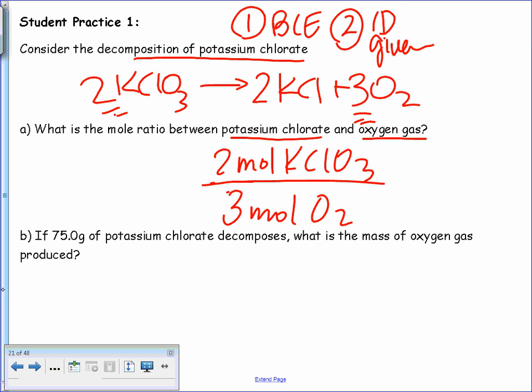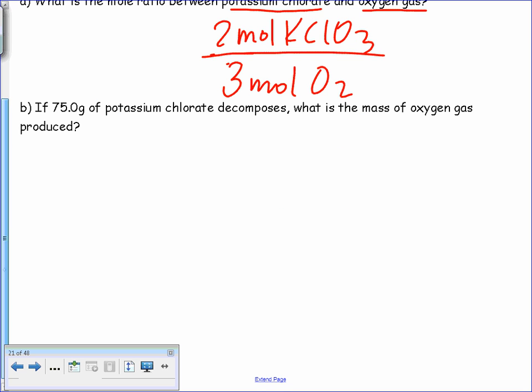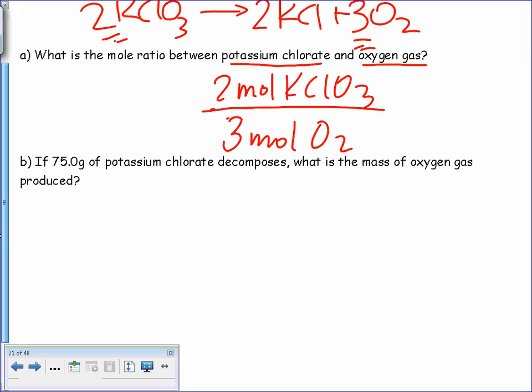Next, question says, if 75 grams of potassium chlorate decomposes, what is the mass of oxygen gas produced? So I want you guys to pull out the given. What's the given here? Shout it out. Yep, 75 grams.